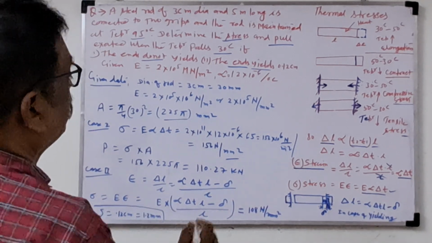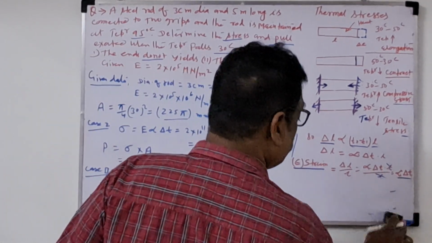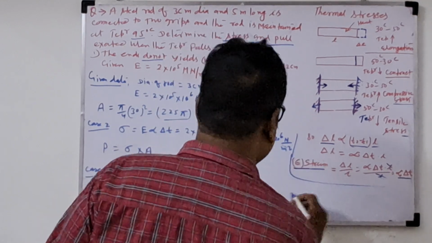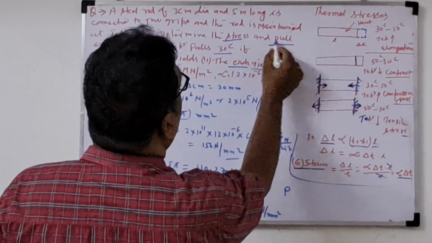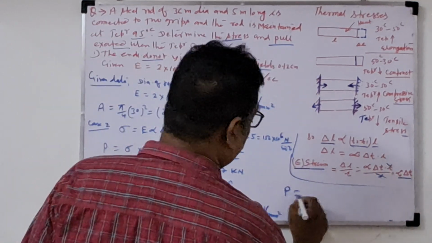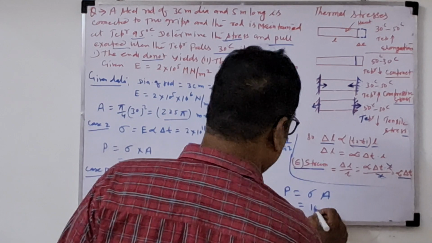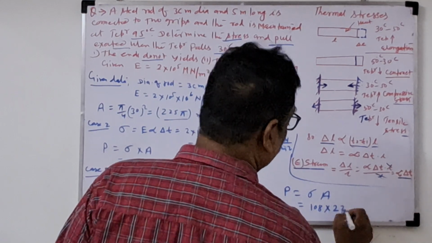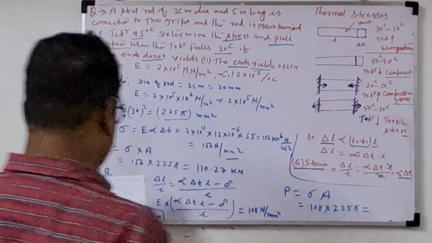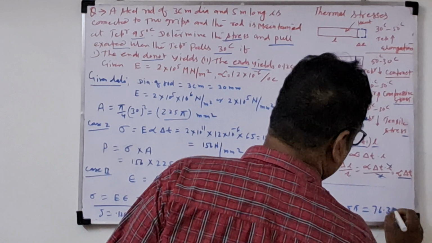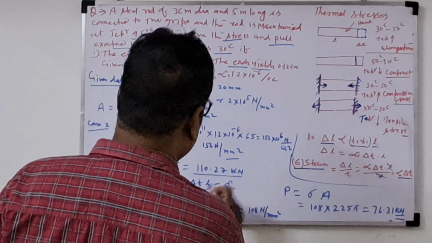Then the load, again a similar case. I will write this part here. And what is the load that will come here? Same. What is P? That is called the pull exerted. So P is equal to stress into area. What stress are we getting here? 108 into area, which will be the same 225 pi. So in that case we are getting 76.34 kilonewton. So here we got 110 kilonewton.